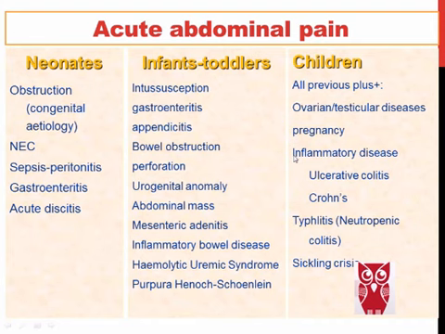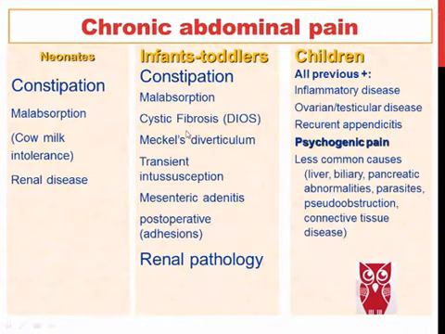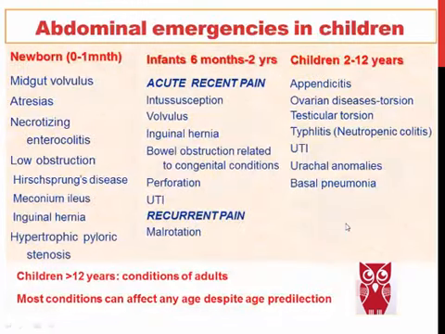Again, differential diagnosis will be different depending on age, with congenital etiologies predominating in neonates, and intussusception, gastroenteritis, and appendicitis as the top 3 diagnoses in infants and toddlers. If you have a chronic abdominal pain, think constipation, and your second diagnosis is also constipation. Maybe your third diagnosis will be constipation, and consider renal pathology and genital pathology in older children.